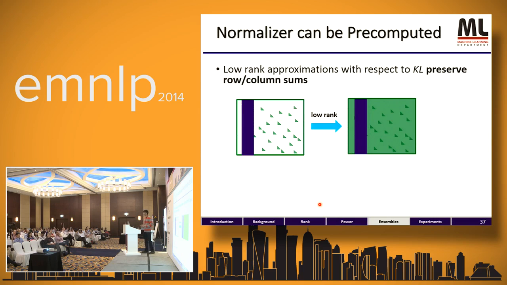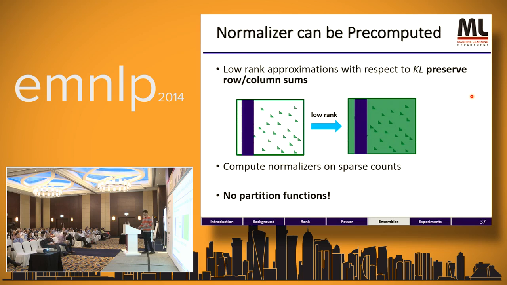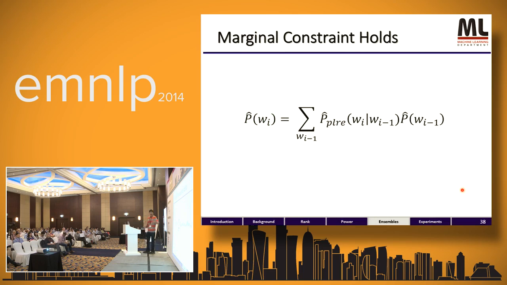This also has the nice benefit that the normalizing constants to compute conditional probabilities can also be pre-computed. Because the column sums are preserved, I can compute all the normalizers on the sparse matrix, and then on the dense matrix, I don't have to keep computing them over and over. And so this means there are no partition functions and things like that. And one of the key theorems of the paper is that essentially this preserves the marginal constraint.